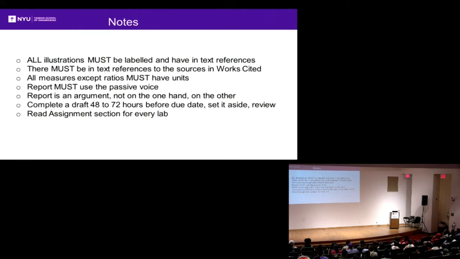So these are some general notes. All of the illustrations in your lab reports have to be labeled. As I showed you before, figure 1, figure 2, table 1, colon, with a caption, a period at the end of the caption. Then you've got to have the in-text references. There must be in-text references to the sources in works cited. All of your measures in your lab reports have to have units.